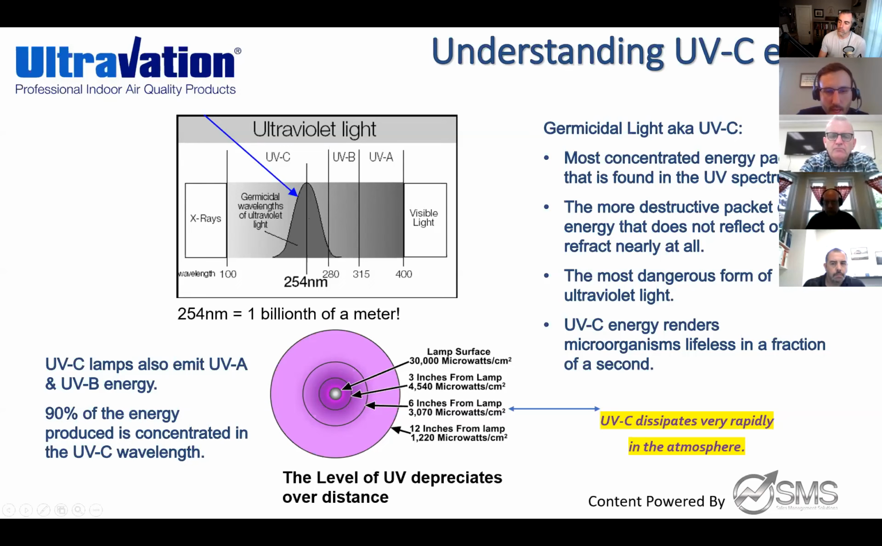Now, if you look at the circles down there, that is a representation of what a UV lamp looks like, and of the efficiency of how close a UV lamp is to a surface, and how the efficiency is lost as it is pulled away from a surface. So if you look at it, the closer it is, the more efficient it is. So at the lamp surface at 30,000 microwatts, it's a lot more efficient than it is 12 inches from that lamp.